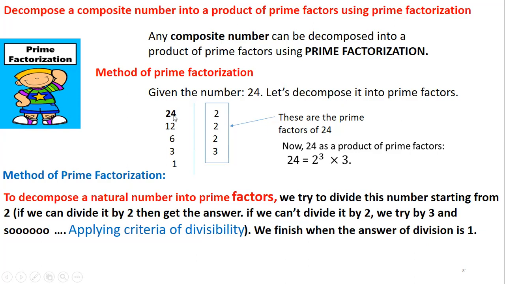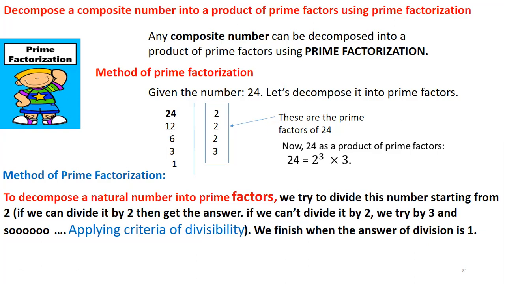We write 24, the given number, and we always draw a vertical line, only this. So applying the criteria of divisibility, we always start by trying if the given number is divisible by 2. So is it divisible by 2? We look at the ones. The ones digit is 4, so 24 is divisible by 2. So I write 2 on the other side of the vertical line. So 24 divided by 2, the answer is 12. So I write my answer down under 24.